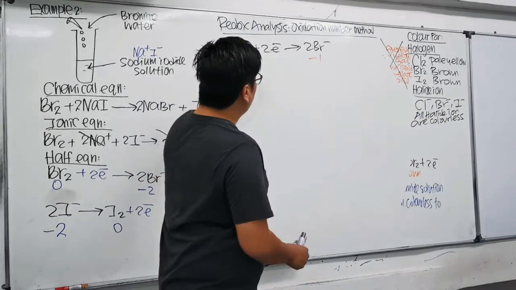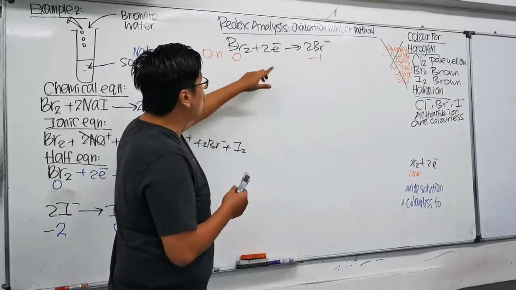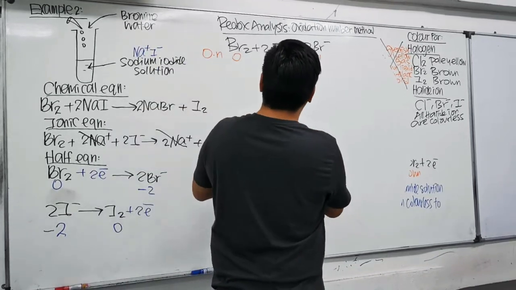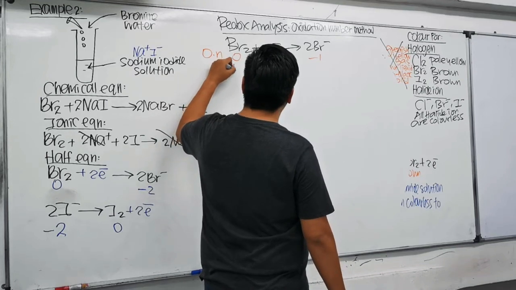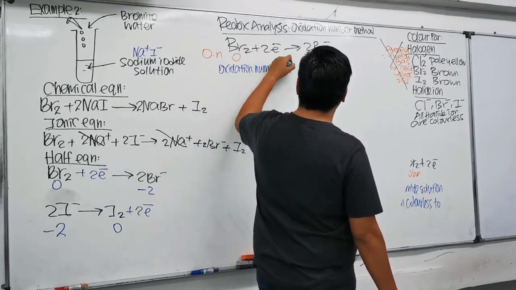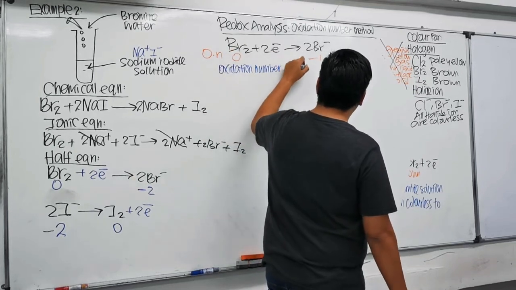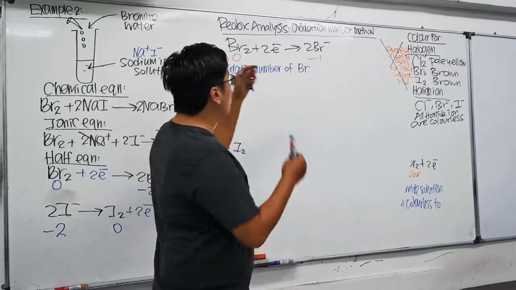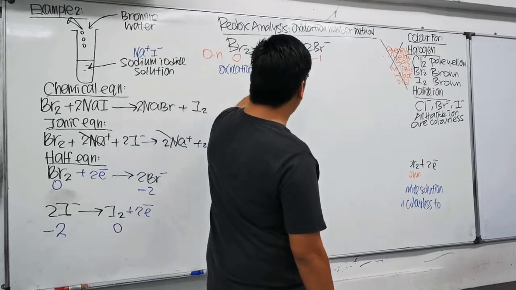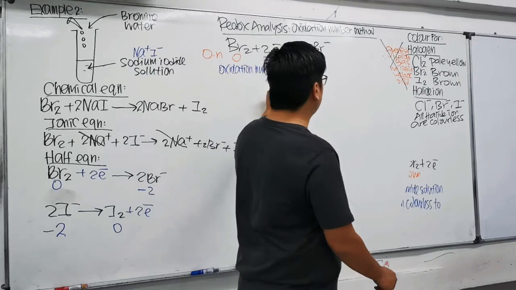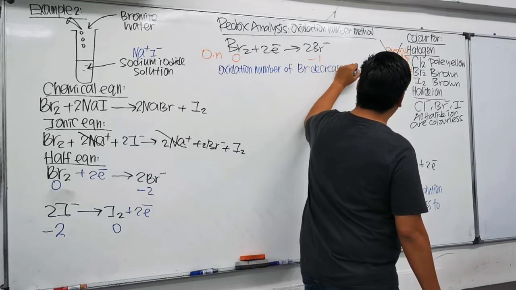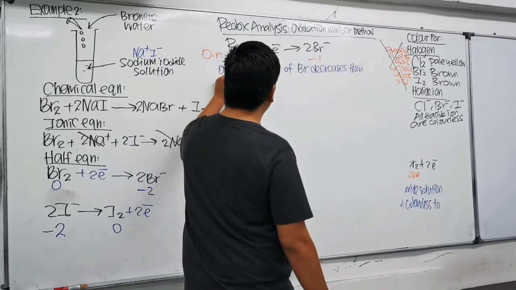Okay, 0 to -1. This 0 and -1 belong to which species? Br. So let's write in words: the oxidation number of the Br species. When writing oxidation number, you must mention which species. So the Br oxidation number goes from 0 to -1. 0 to -1 means decreases. Oxidation number decreases from 0 to -1.